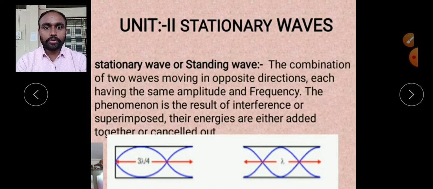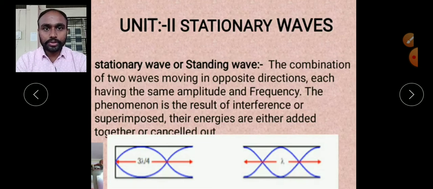First of all we will see what a stationary wave is. What do we call a stationary wave? Is it different from the normal standing wave? A stationary wave is also called a standing wave. Let us see why it is called a standing wave, and whether it is different from the other types of waves. Stationary waves actually form with the combination of two waves.